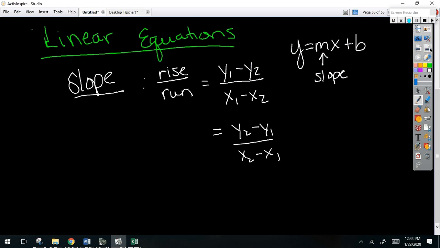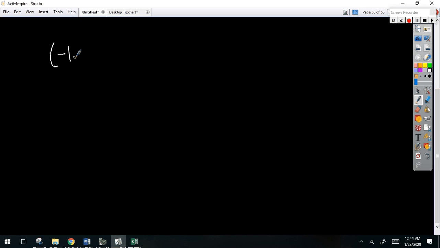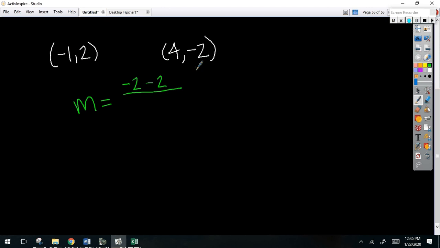Let's say I have the point -1, 2 and 4, -2. How might I find the slope between those 2 points? Do your y's first up top. -2 minus 2. And if you do 2 minus -2, you're going to come out with the same thing. It doesn't matter. Over. Now, because I started with this one up top, I need to start with this one on the bottom. So 4 minus -1.